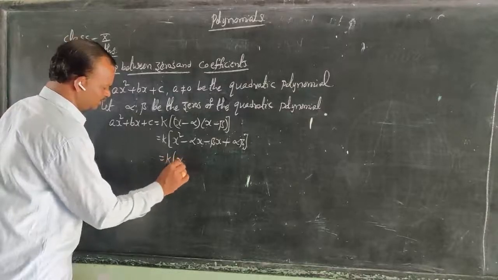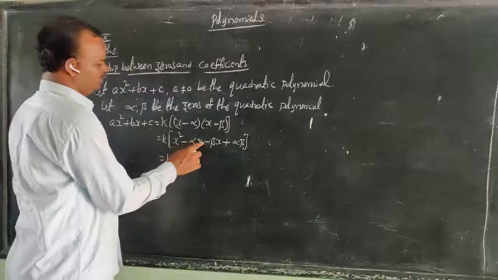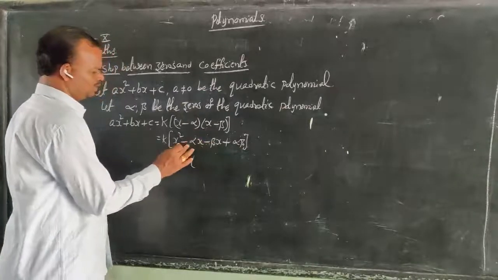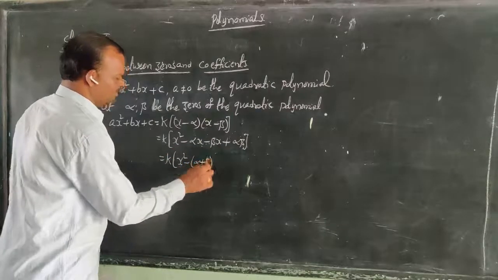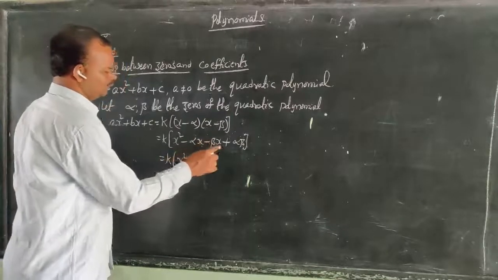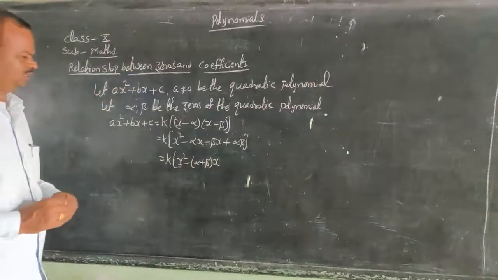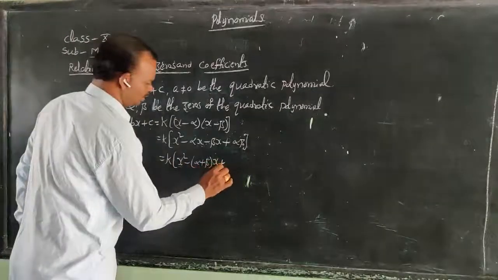x square, here common is minus and x. We are taking minus as common. Then the remaining values are alpha plus beta, and common is x. x square minus alpha plus beta into x plus alpha beta.